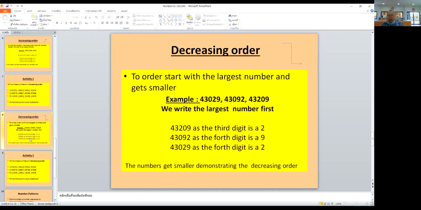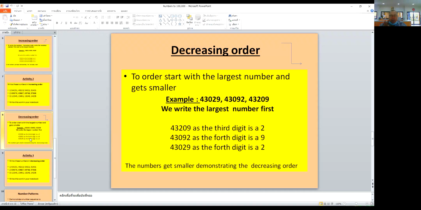Now, if we go in the other order from the biggest number to the smallest number, if you're looking at numbers 1 to 9, number 9 is the biggest number. Number 1 is the smallest number. So we have the same numbers as the example. 43029, 43092, and 43209.